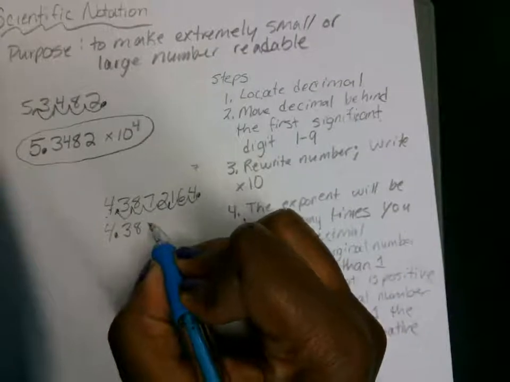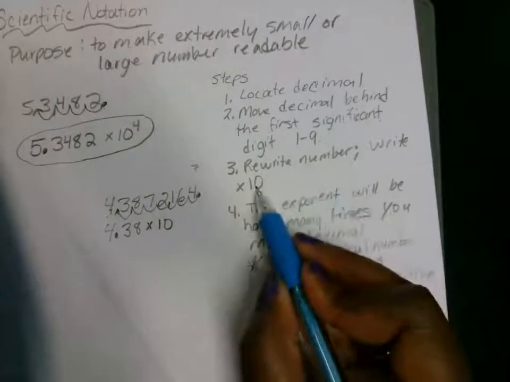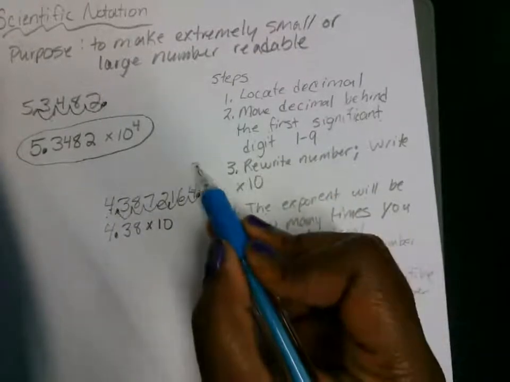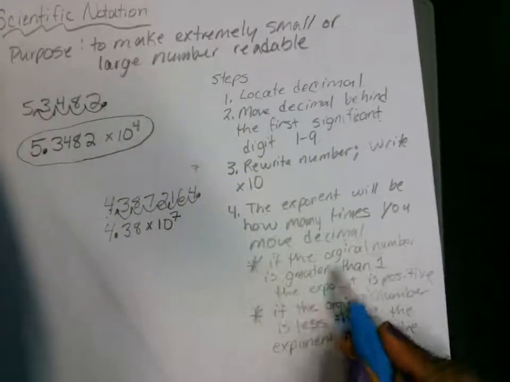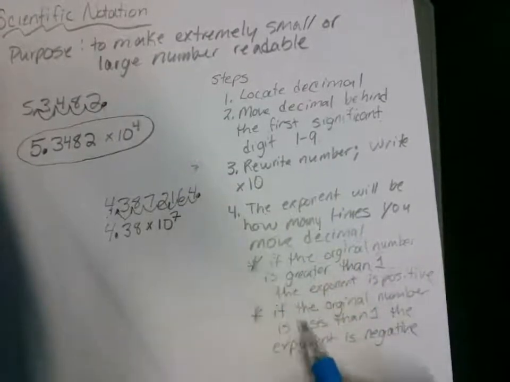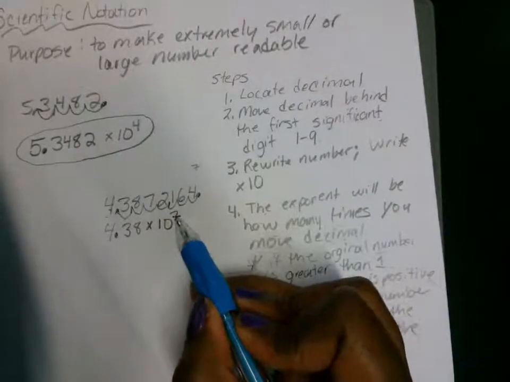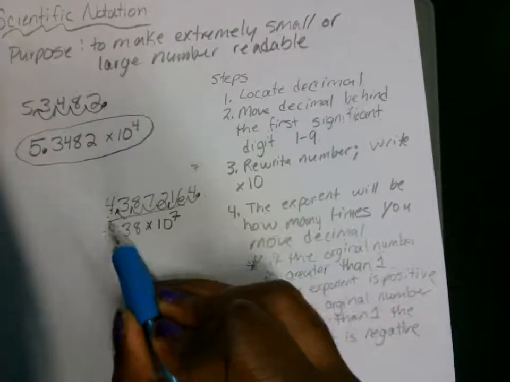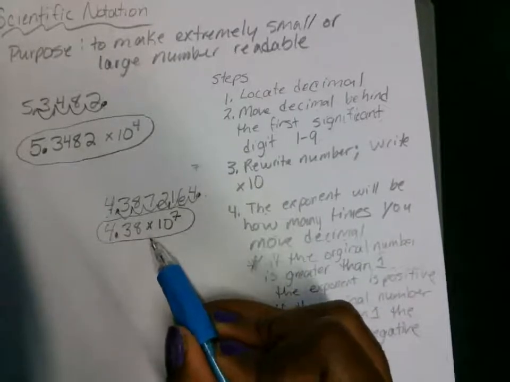So we got times 10. Okay, remember, write times 10. And the exponent will be how many times you move the decimal. You move the decimal 7 times, so your exponent is 7. If the original number is greater than 1, then the exponent is going to be a positive. If the original number is less than 1, then the exponent is going to be a negative. The original number here, this big number right here, was greater than 1, so the exponent is going to be a positive 7. And this number is written in scientific notation.